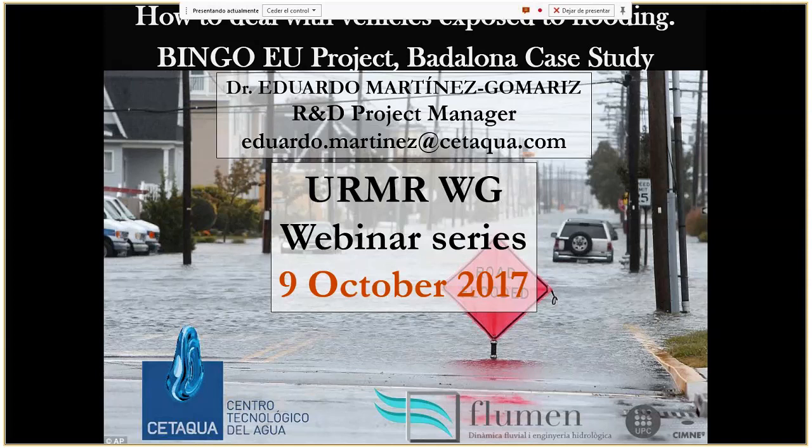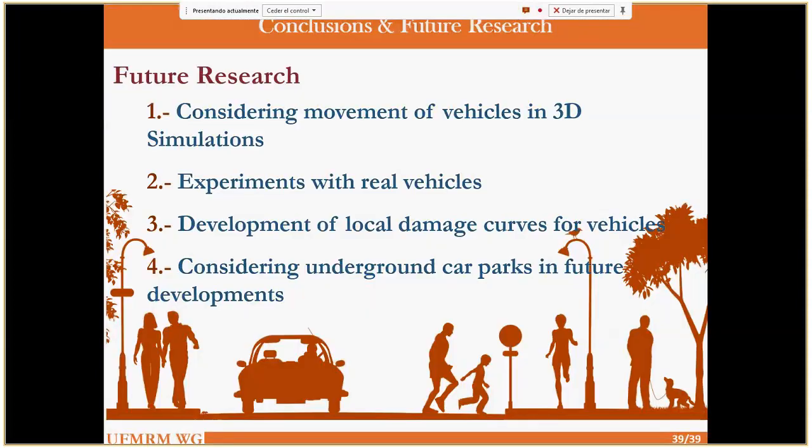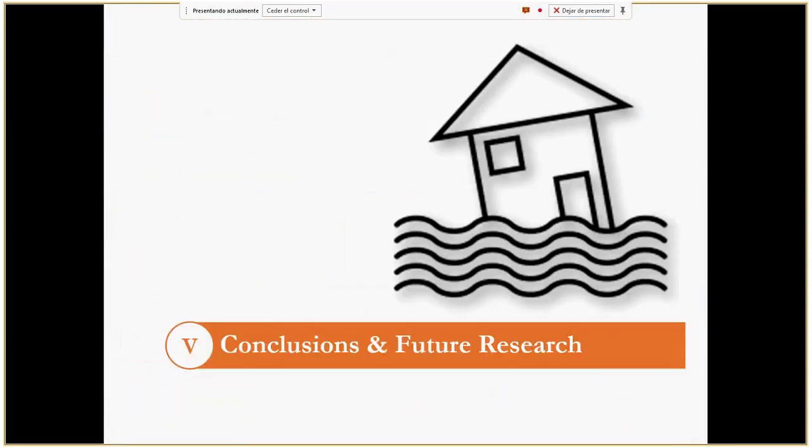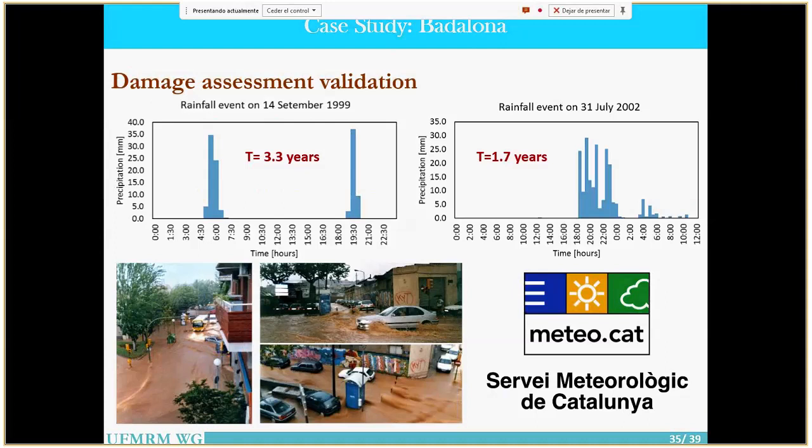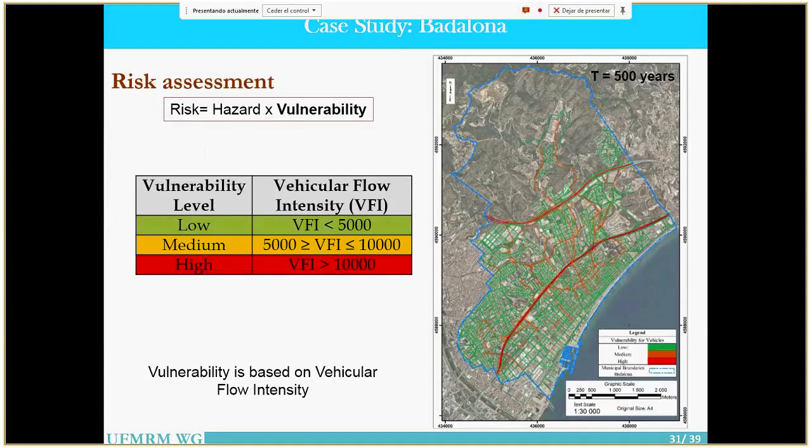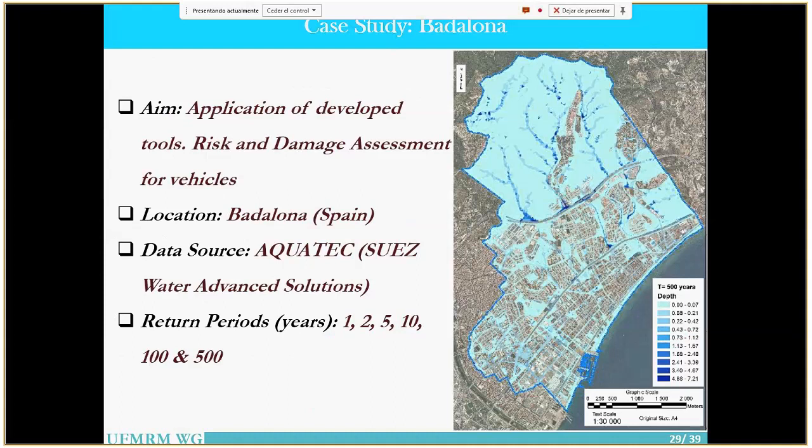Yes, I was just wondering if the methodology takes into account the variation of depth and velocities during the flooding event. I kind of presume you're using the maximum outputs. Okay, in which slide? So forward a couple. Oh, there, yeah. Here, so for example. So you've got the depth and velocity outputs from your hydrodynamic model.